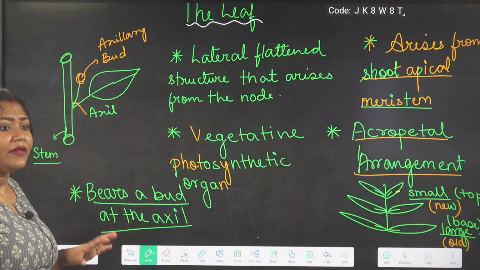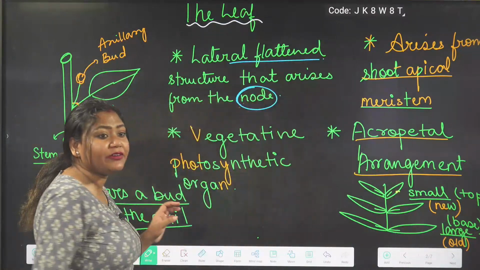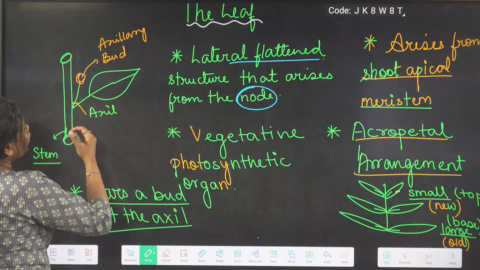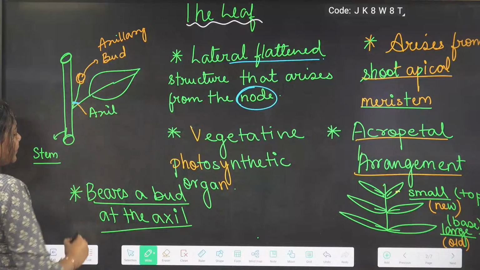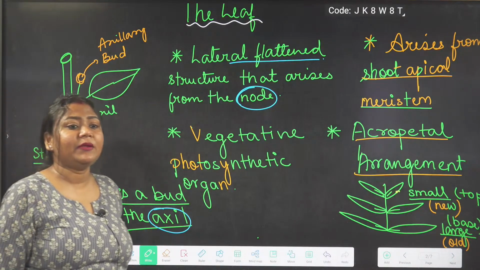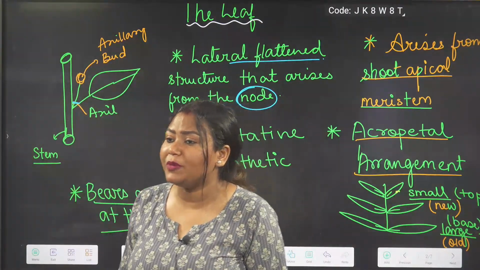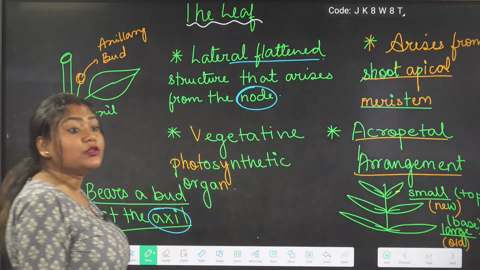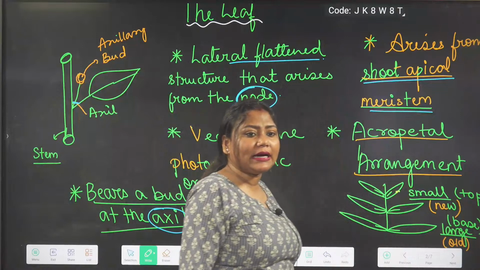What is the leaf? The leaf is the lateral flattened structure arising from the node. What is present at the node? It is the angle which the leaf makes. What is the angle? That is known as the axil. The axil will bear which type of bud? Axillary bud. There are two types of meristem, root apical meristem and shoot apical meristem. So where is the leaf arising from? It is arising from the shoot apical meristem.